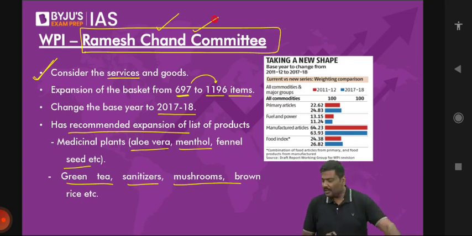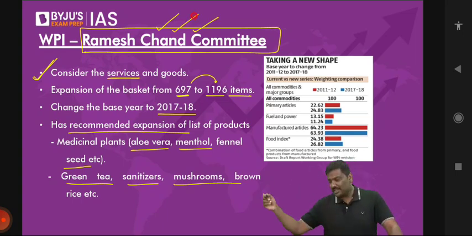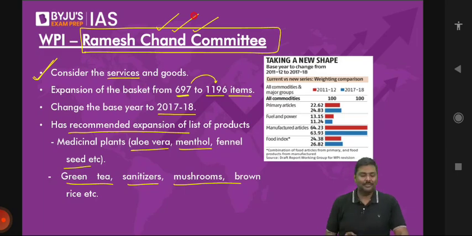In the previous slide, it was given Soumitra Chaudhary committee. My dear, listen to the lecture very carefully. I said right now, whatever we are using, it is based on the Soumitra Chaudhary committee. And I said there is a recommendation of the Ramesh Chand committee which is yet to be implemented. There is a difference between both of them. So this is WPI. Let me go to the next one.